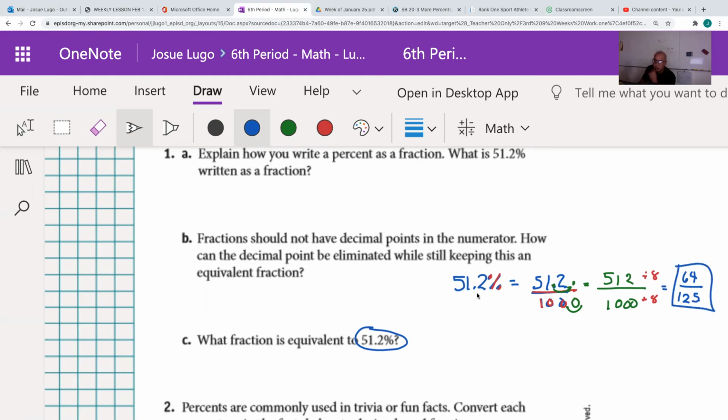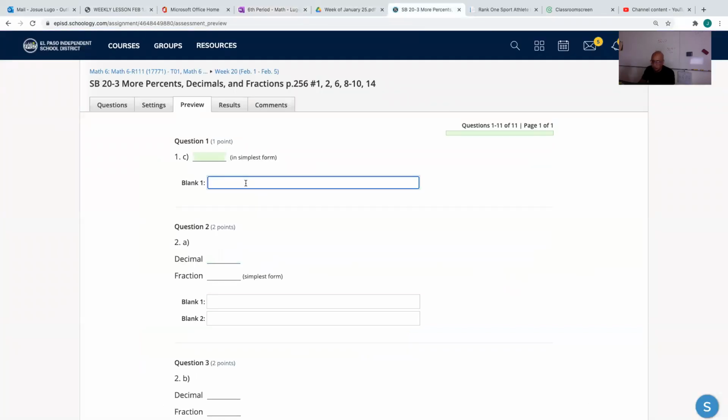All right, so again, we start with a percent. We put that number over 100, that's a percent. Move the decimal over to make the numerator, to get rid of the decimal, to put it at the very end. So now I have 512, but I must do the same thing on the denominator. And then I simply simplify. And so on Schoology, ladies and gentlemen, on 1C, you would write 64/125, no spaces. That's it. That is in simplest form.